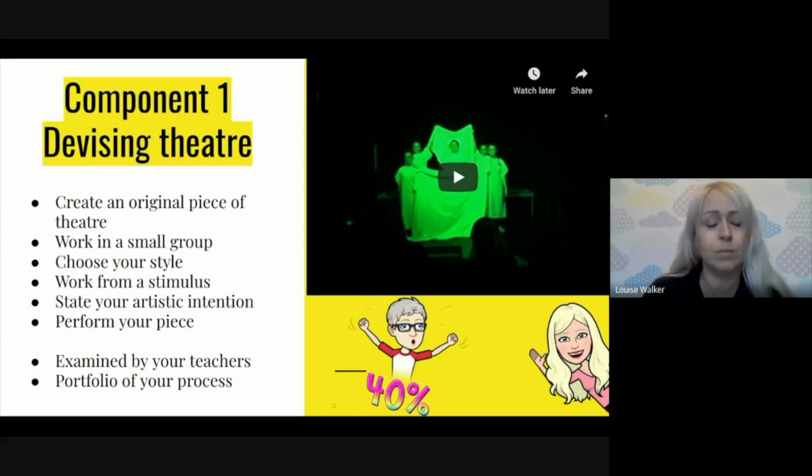You choose your practitioner or performance style from the knowledge of where you feel that you work best, in which practitioner works best for you, and you state your artistic intention. So what do you want your audience to go away thinking about from your piece? What do you want them to get from your performance? And as part of that, you perform your piece to an audience, and as you go along, you create a log of your creation process.